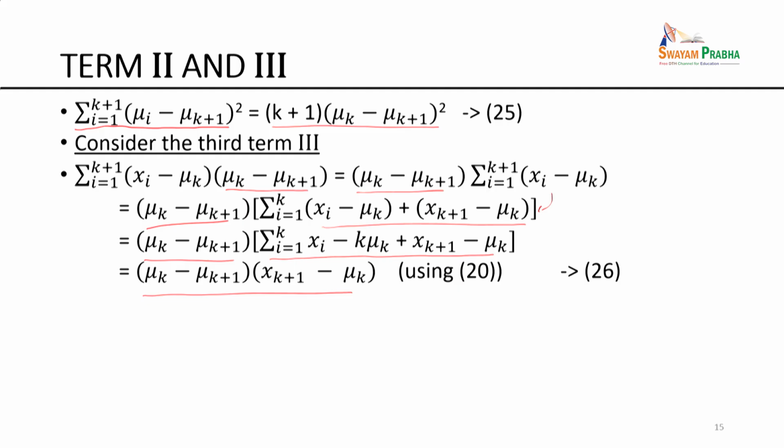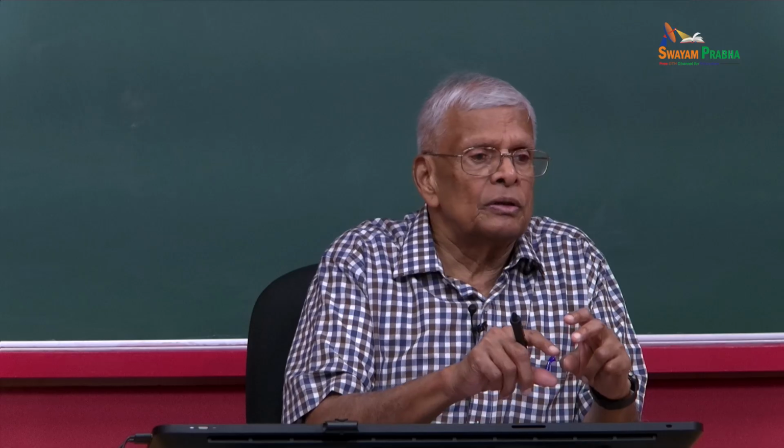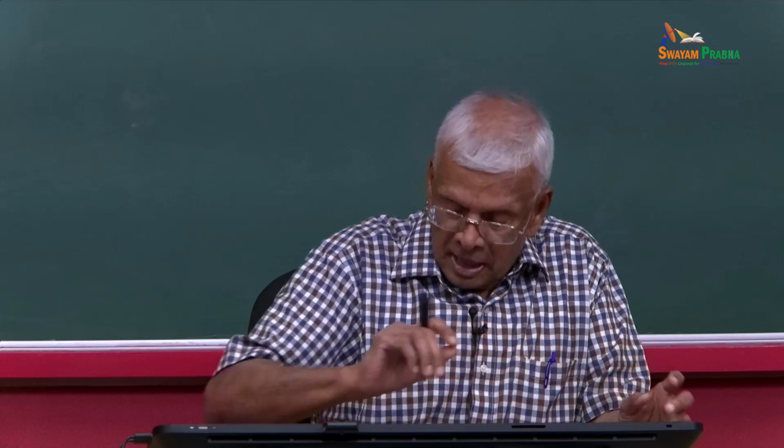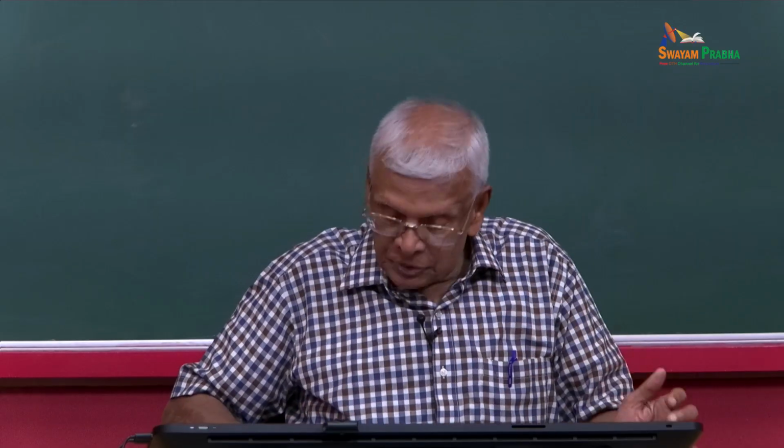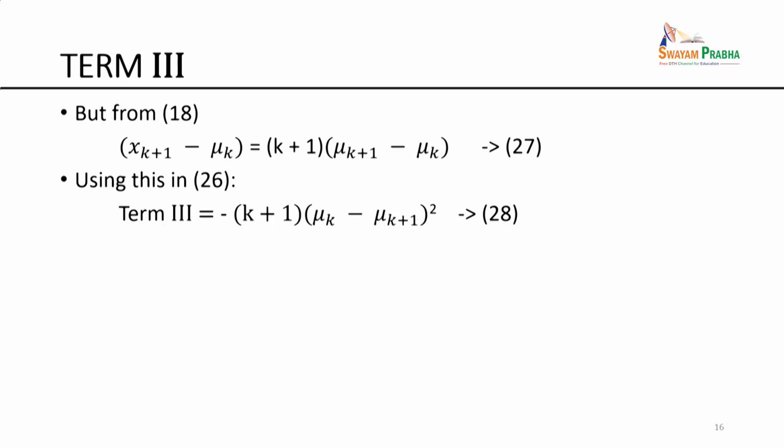mu k minus mu k plus 1, xk plus 1 minus mu k. Xk plus 1 minus mu k is the new information that is needed in computing the average sequentially. Therefore, the third term in summary, k plus 1 mu k, is given by this. So the entire third term using this is minus k plus 1 mu k minus mu k plus 1 whole square.